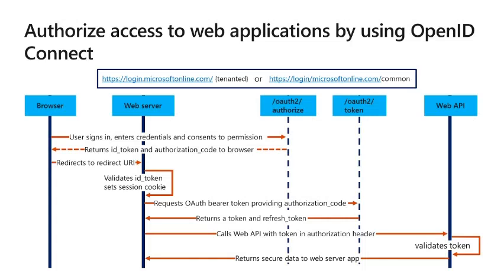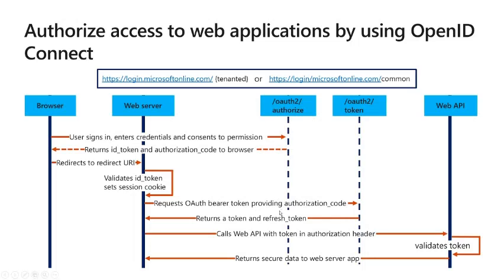A user running a browser signs in, enters credentials, and consents to permissions. Then the OAuth 2 authorize endpoint returns an ID token and authorization code to the browser. The browser redirects to the redirect URI, the web server. The web server validates the ID token and sets a session cookie.